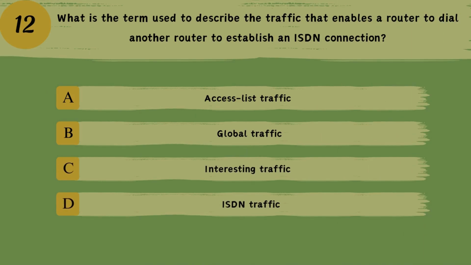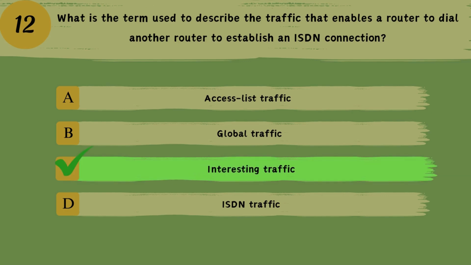Question 12. What is the term used to describe the traffic that enables a router to dial another router to establish an ISDN connection? A. Access list traffic. B. Global traffic. C. Interesting traffic. D. ISDN traffic.